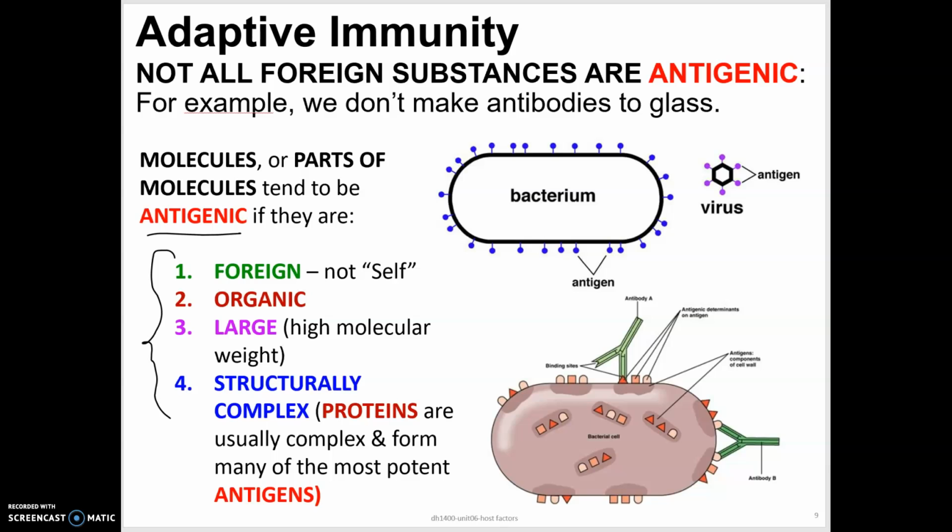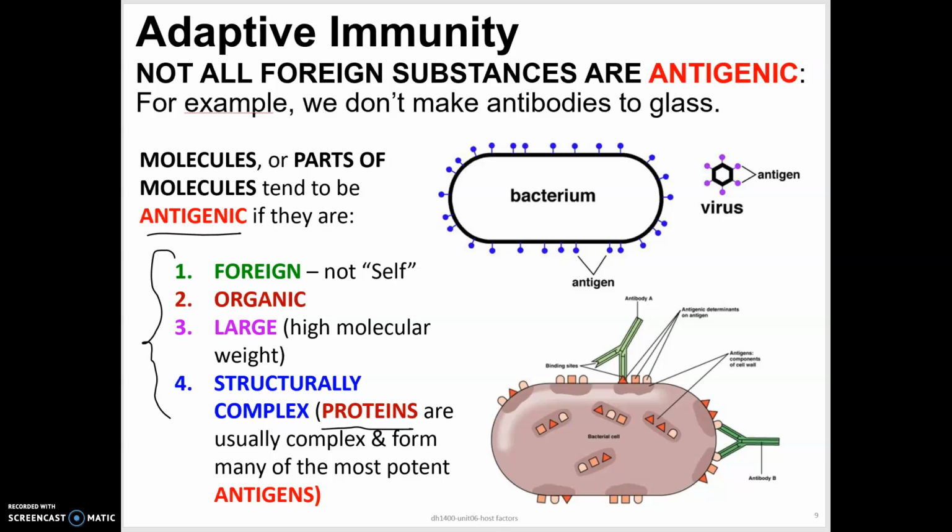The second thing, it would have to be organic. The third part, it needs to be large, okay? And when we're talking about large, I don't mean really, really big. I'm talking about molecularly big. So a high molecular weight is what we would consider a large antigen. And then finally, it needs to be structurally complex.